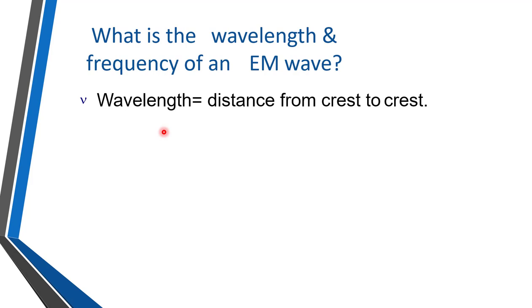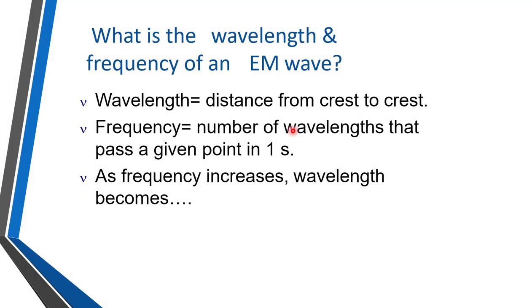So wavelength is the distance from crest to crest, and frequency is the number of wavelengths that pass a given point in 1 second. We all know this. Frequency is the number of cycles in 1 second, or the number of wavelengths that pass in 1 second, and it is measured in hertz.